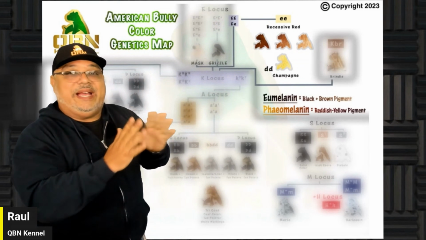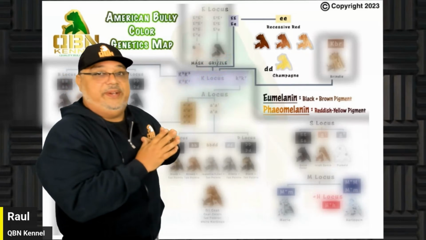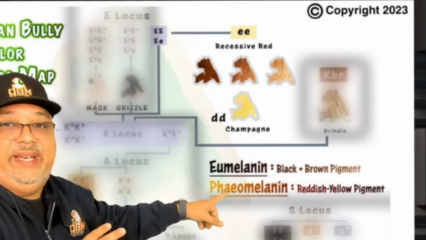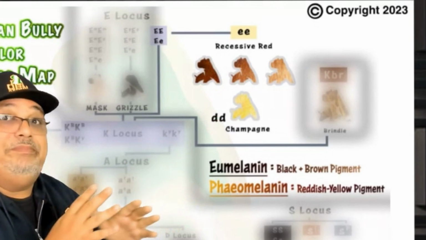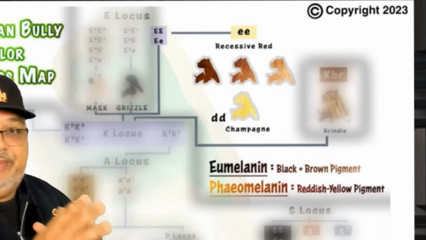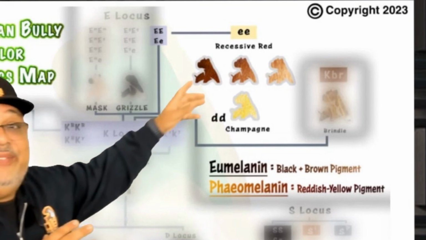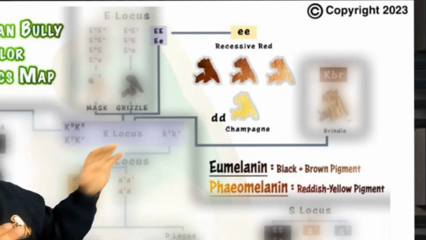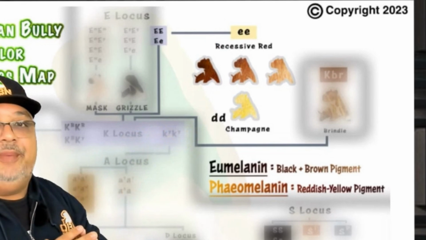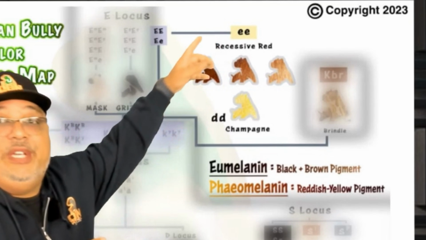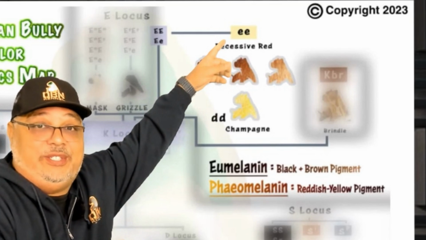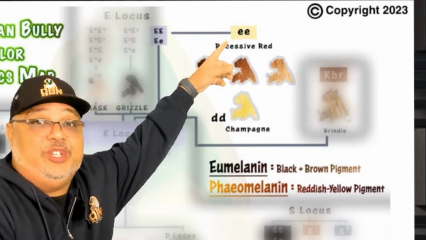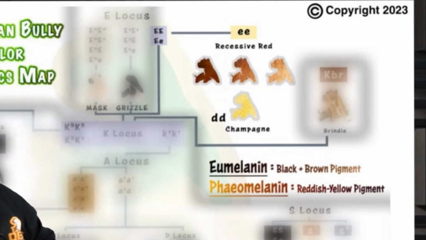So to make it nice and easy, as it's illustrated here, two lowercase e's are going to allow pheomelanin, that reddish, yellowish, maybe even cream color, to be able to come through. If you have two lowercase e's, the rule is set that dark color hair will not be able to appear in your dog, making the double recessive, right? Because they're both lowercase, making the double recessive E gene the strongest in the color chart for American Bullies.